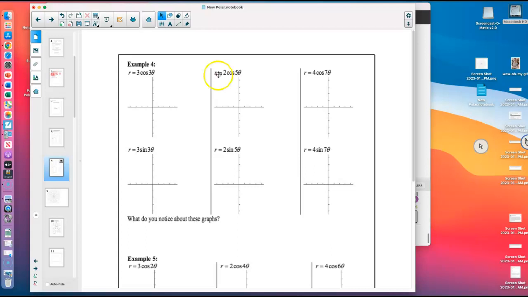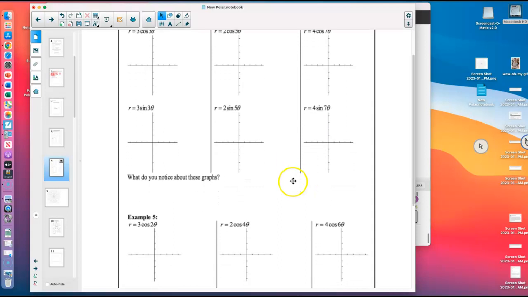Okay. So there's a couple things you're noticing about these numbers. The number out front is going to increase the length of the petal. Wouldn't you agree with me? So the number out front is just going to pull those petals out farther and farther and make them longer. What's the number inside of it doing? The number of petals. And all of these arguments are odd.